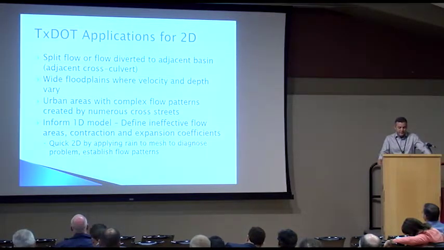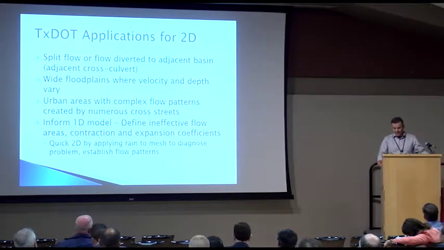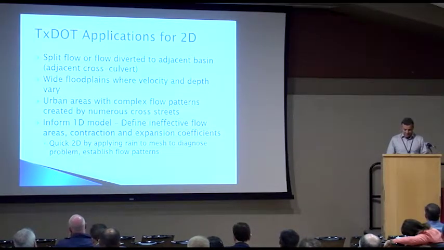So split flow, if you've got a roadway with several culverts going through it and several drainage basins, and you've got flow splitting between basins, a 2D analysis is great for determining that. You can do it in 1D with lateral structures or a rating curve, but that can introduce some error.